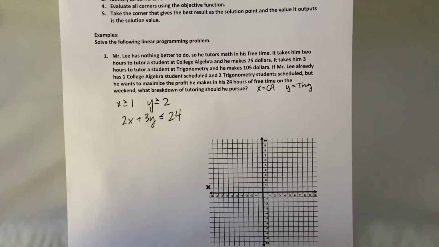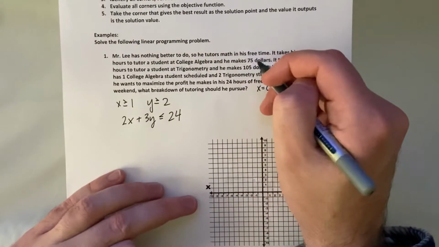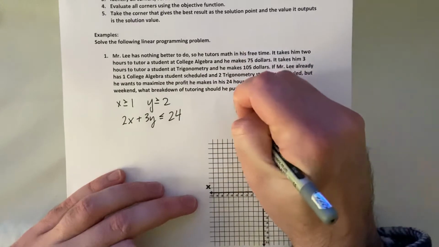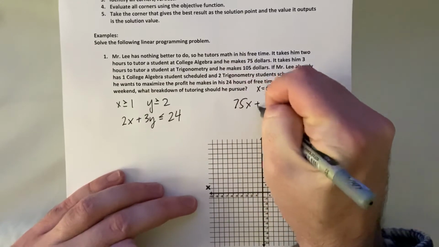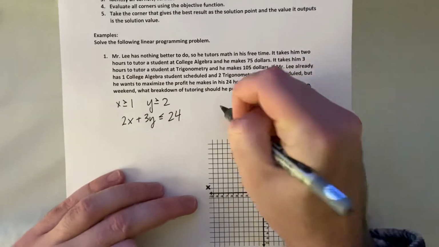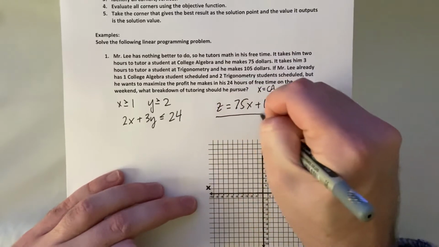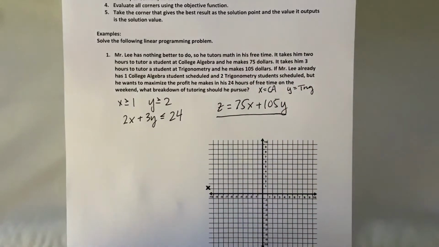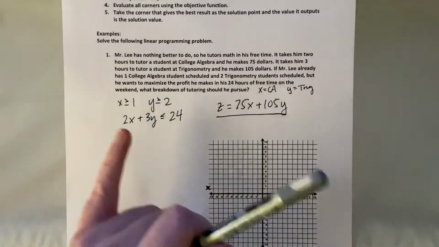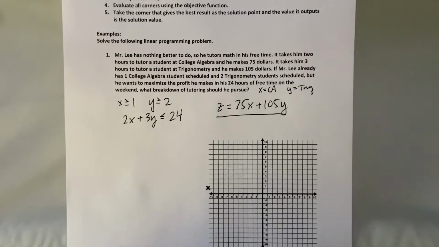Okay, and lastly, we want to maximize money. So we know that I make $75 per x and $105 per y. So this should be my objective function to make the most money. But otherwise, I think these are our 3 constraints. So let's look at what this graph looks like.